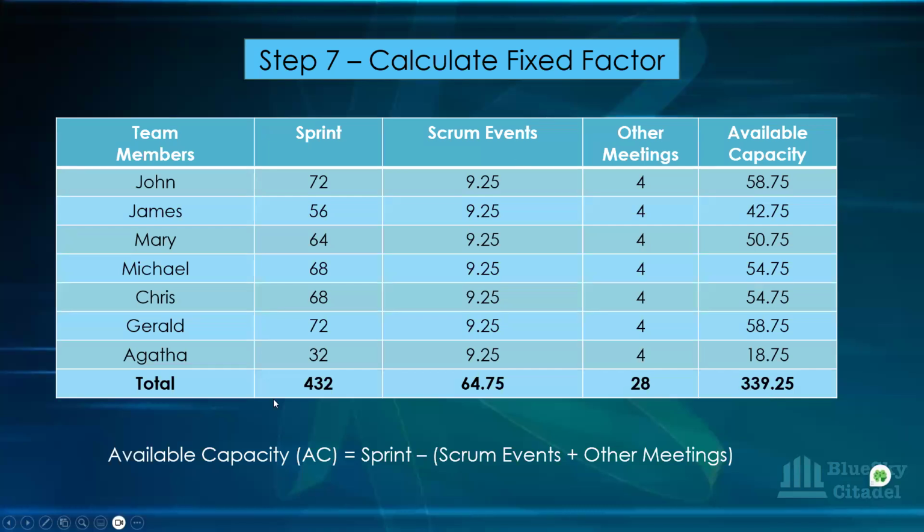Now, to calculate your fixed factor, I've put, if I can call it a formula, here, and that is your available capacity, which is the numbers we have here. To get it, you need to deduct your Scrum event and other meetings from the sprint hours for each of them, which is different because of the holiday that has been factored in. And when you do that, this is what you come up with. So from the 432, you can see that we've come down to 339.25 hours for the whole team.